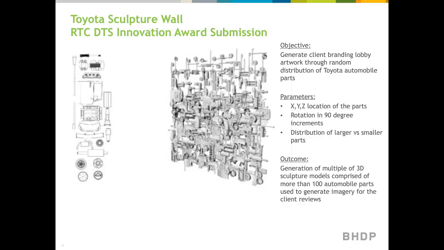Now, we didn't want this to look like a purely random assortment of parts, so we actually added some additional restrictions. We limited the angles of rotation to 90-degree increments so that we can impose some order onto its appearance. We also wanted to put the larger, heavier parts towards the bottom and have the lighter parts towards the top. This would limit how much steel would be required to support these heavier items. Now, to illustrate this further, I want to show you a quick video we produced for the reward submission.